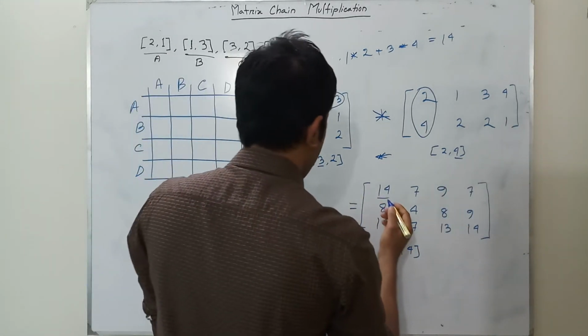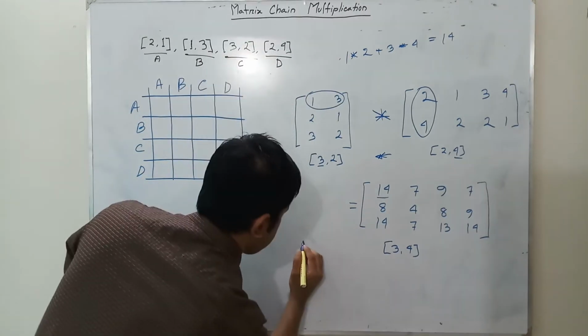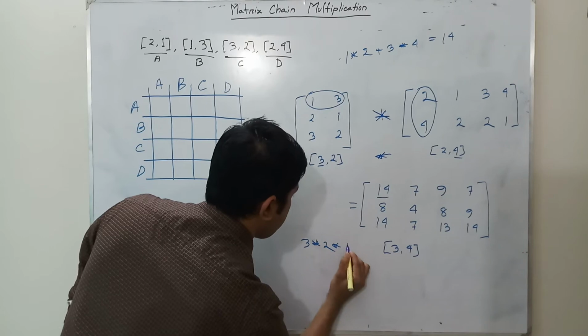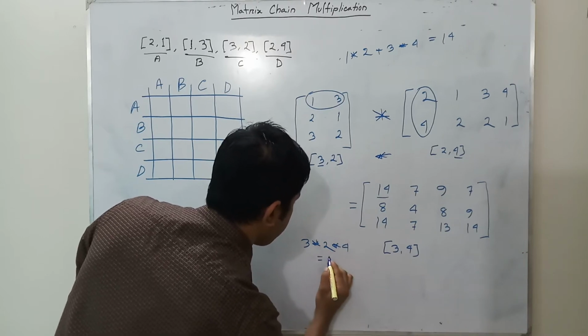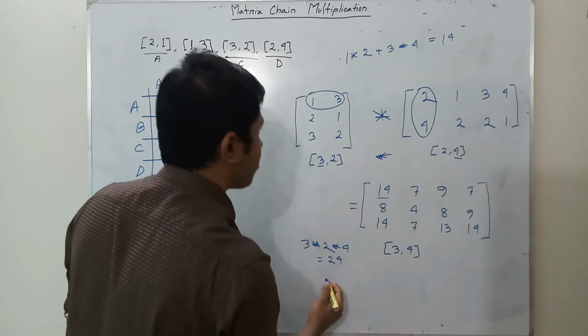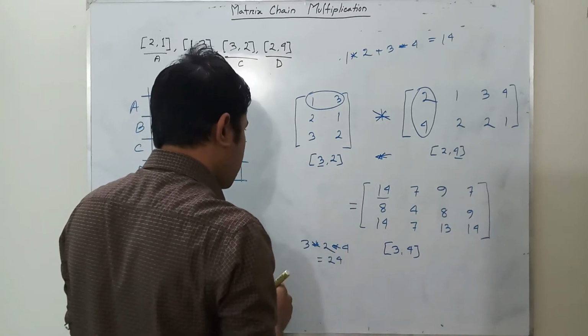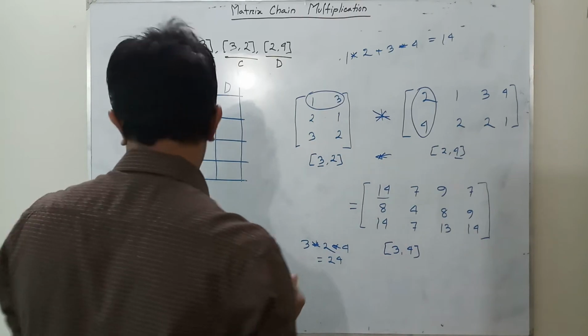And the number of operations we need here: 3 into 2 into 4 equals 24. We need 24 multiplication operations here. Now we will go to our main problem.